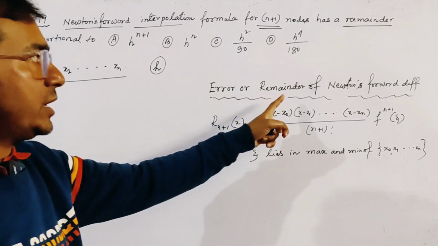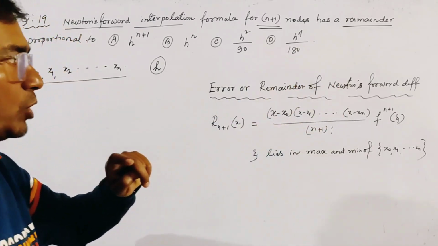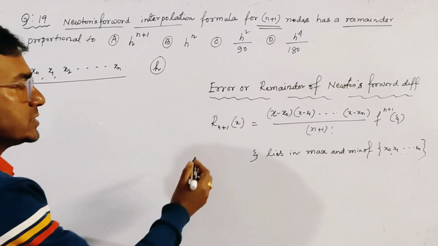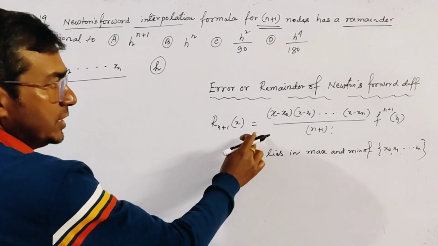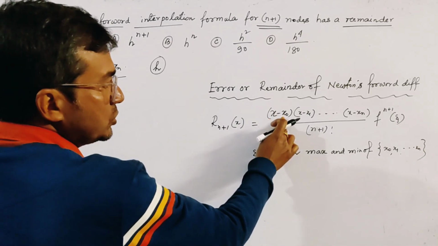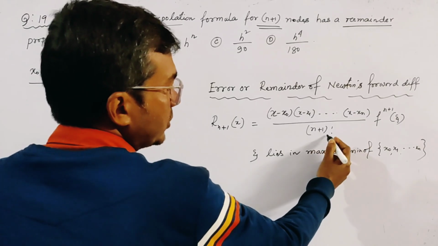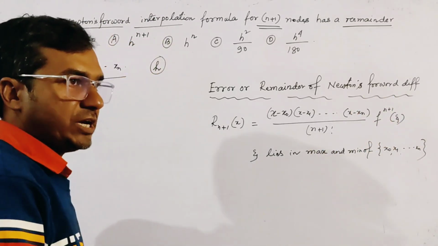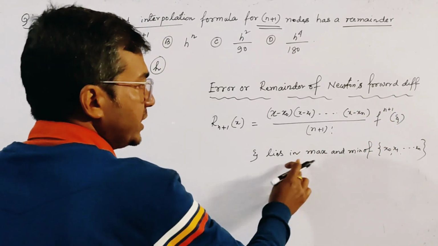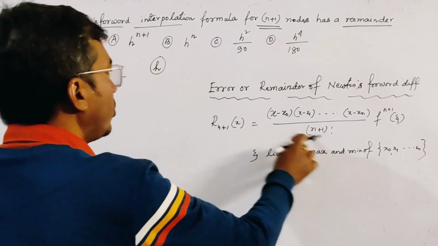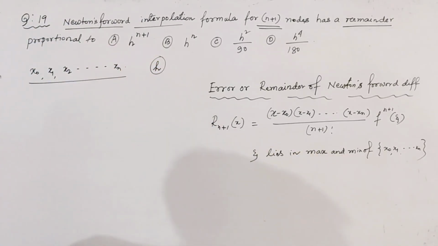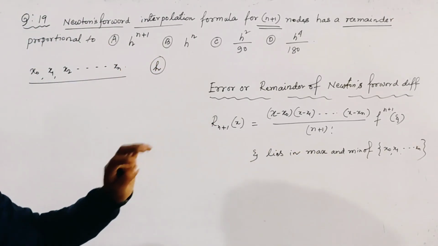Error or remainder of Newton interpolation formula by forward difference formula is given by Rn+1(x). This is given by (x minus x0)(x minus x1) to (x minus xn) divided by (n+1) factorial into f^(n+1)(xi), where xi lies between the maximum and minimum of the value of nodes. Right? This is the remainder term.